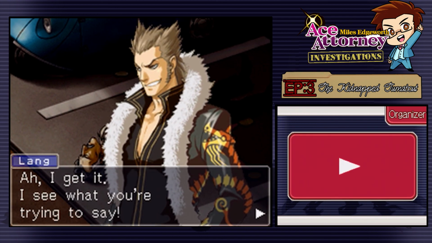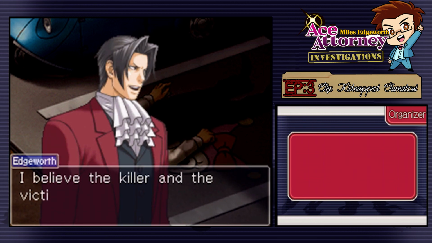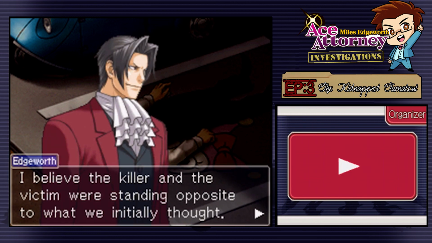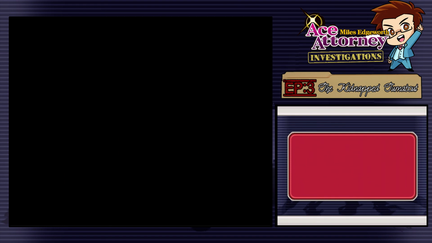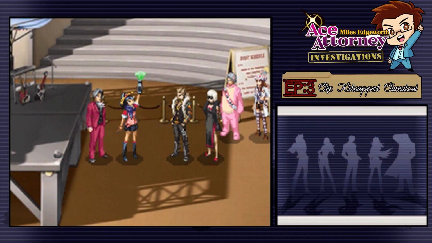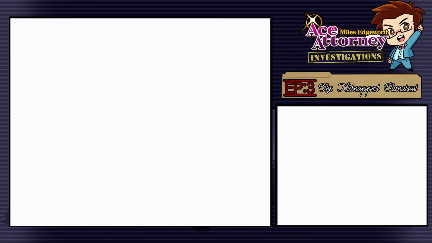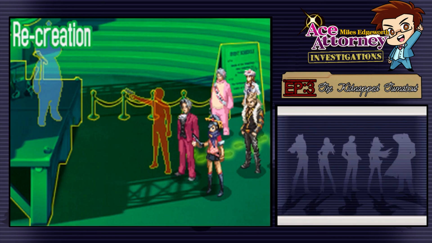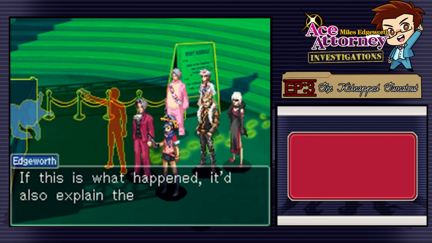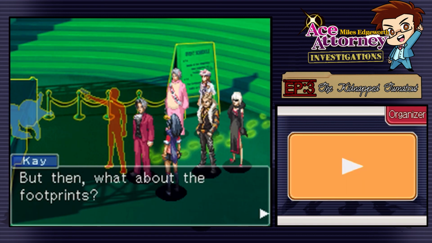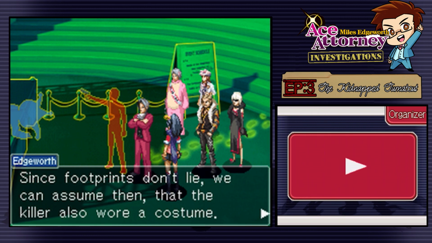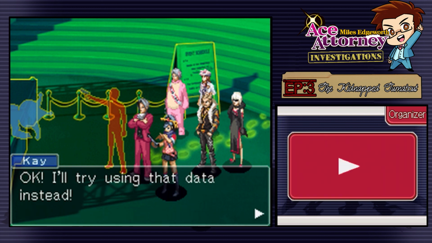I get it. I see what you're trying to say. I believe the killer and the victim were standing opposite to what we initially thought. It was the victim who was on top of the stage as he was being shot by the killer. If this is what happened, it also explains the positioning of the gunshot wounds. But then, what about the footprints? Since footprints don't lie, we can assume then that the killer also wore a costume. Okay, I'll try using that data instead.